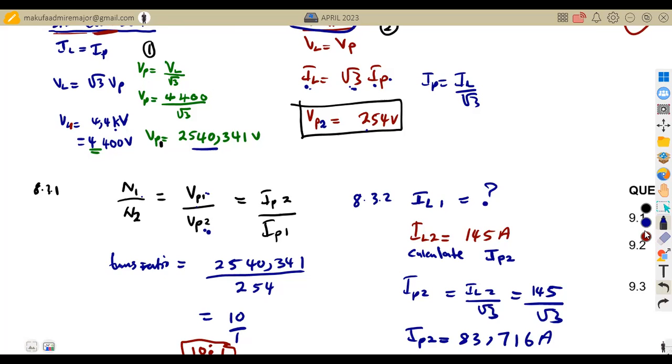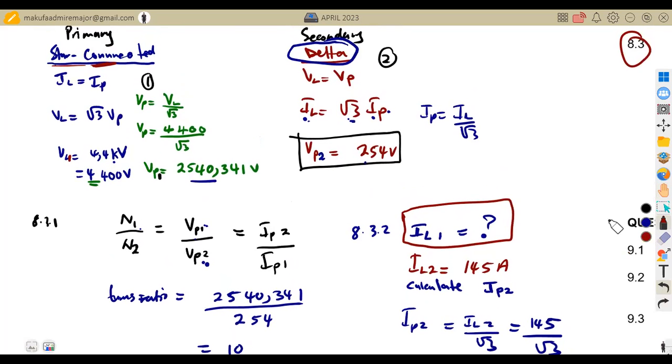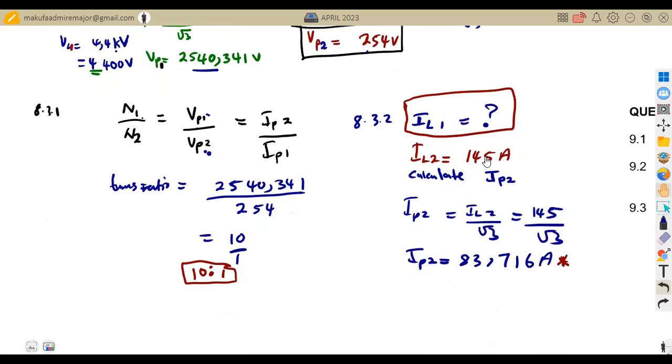All right, guys, do not be confused here. The question is, we are supposed to calculate the line current of the primary. On the primary, it's not a big deal, because we're dealing with a star connection, where the phase current is the same as the line current. So we are simply going to calculate that phase current from where?